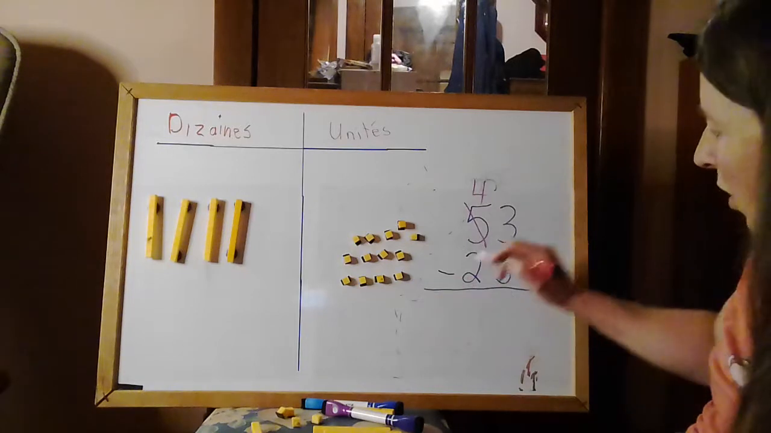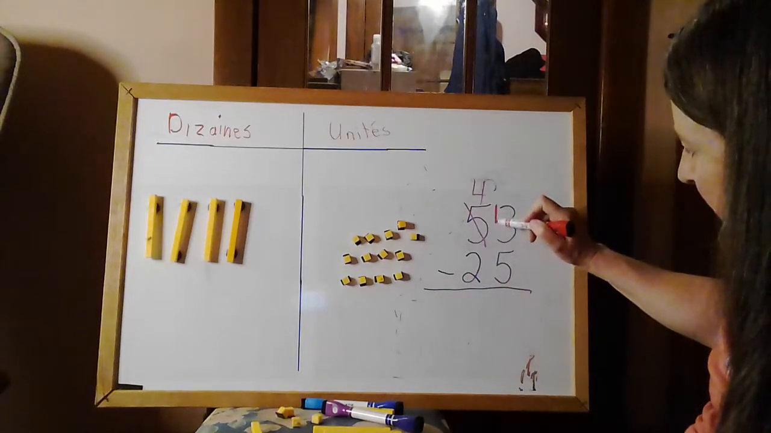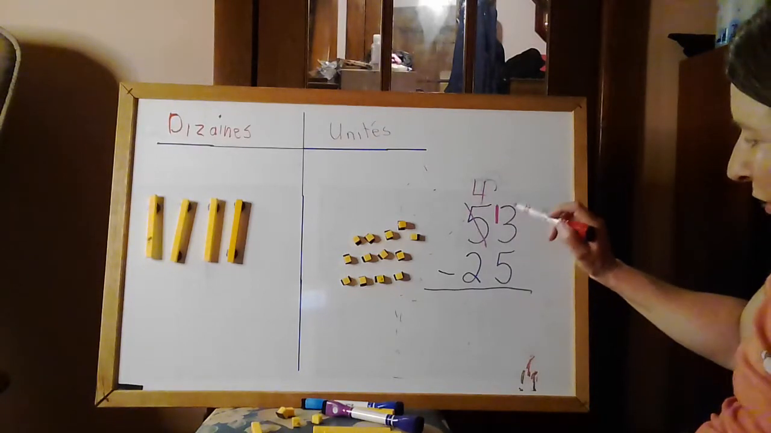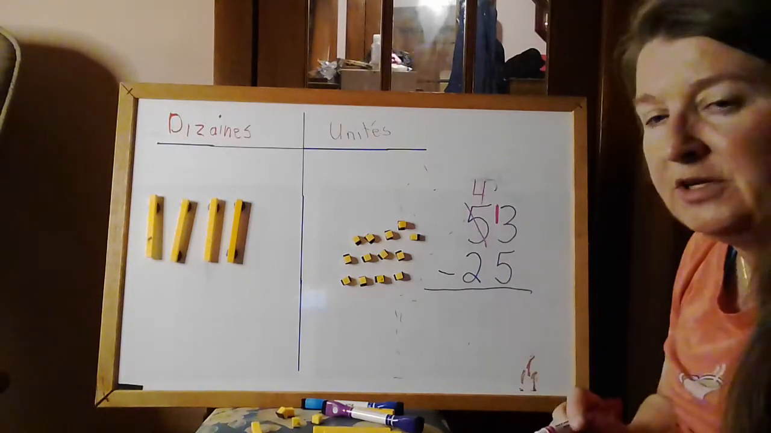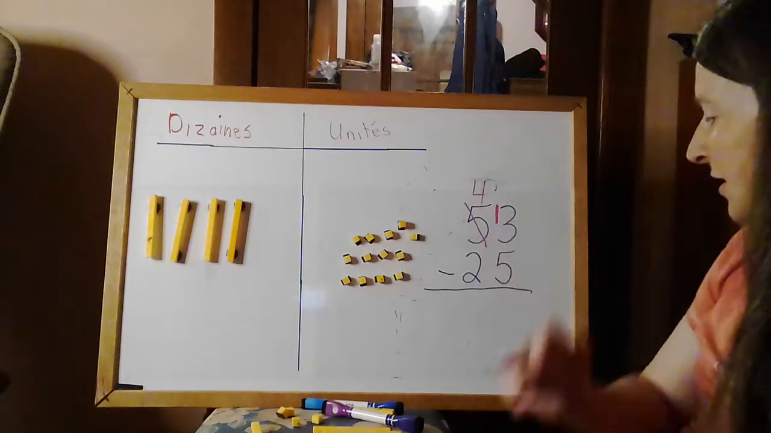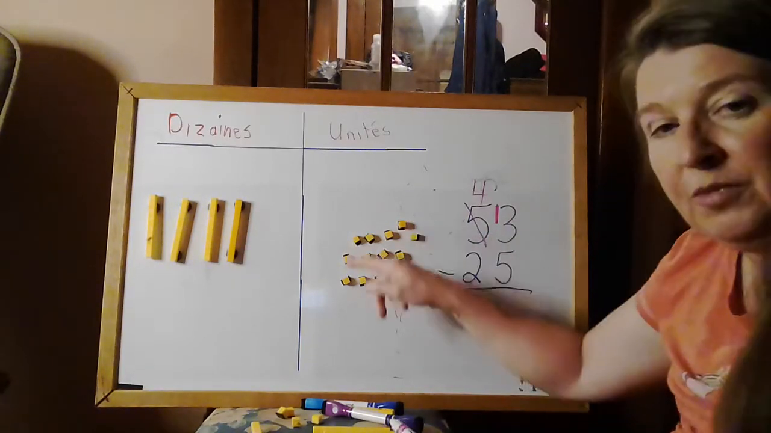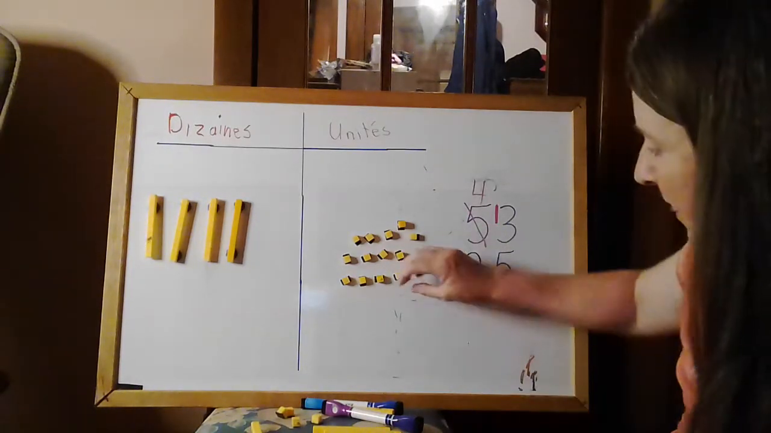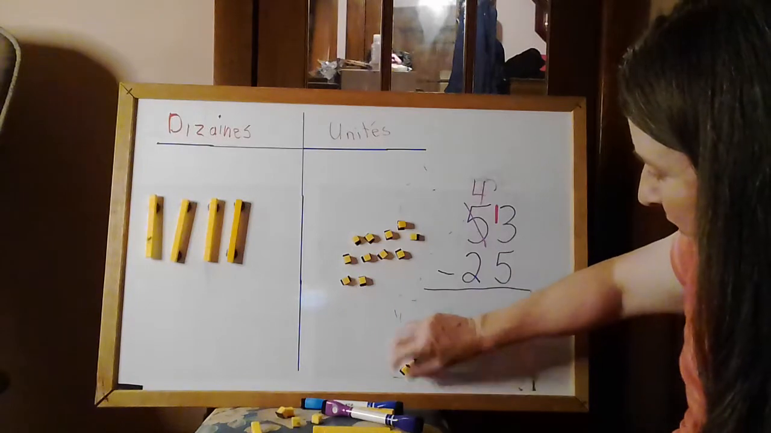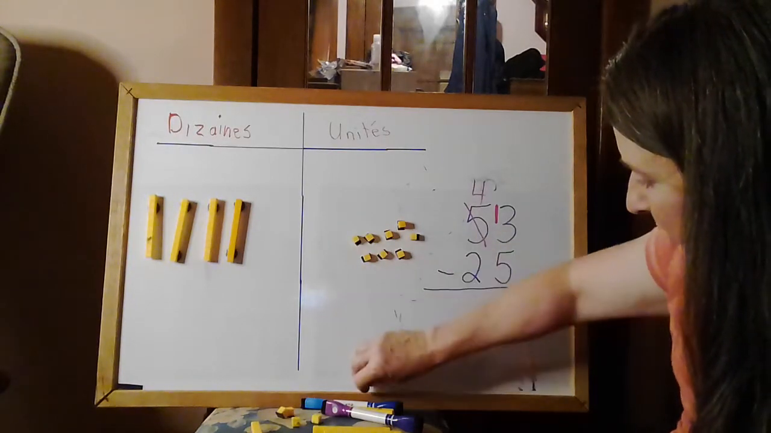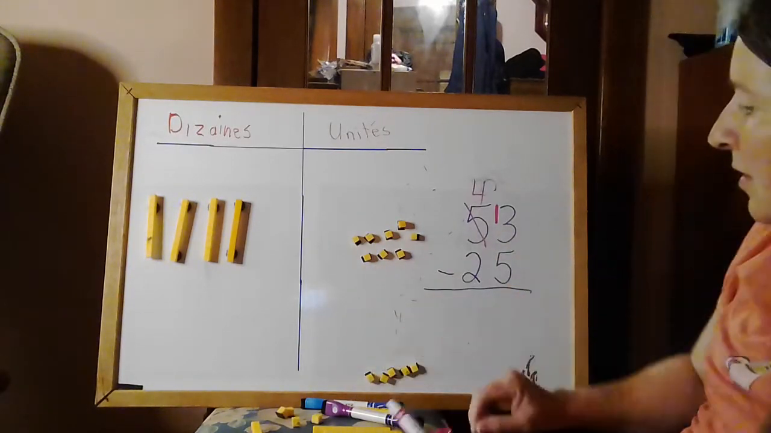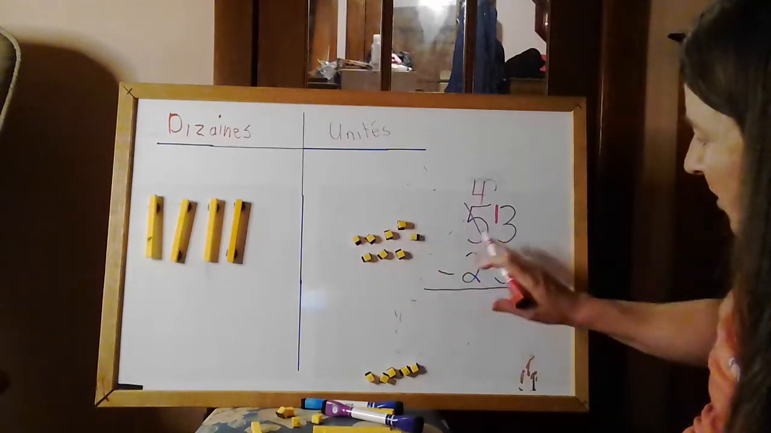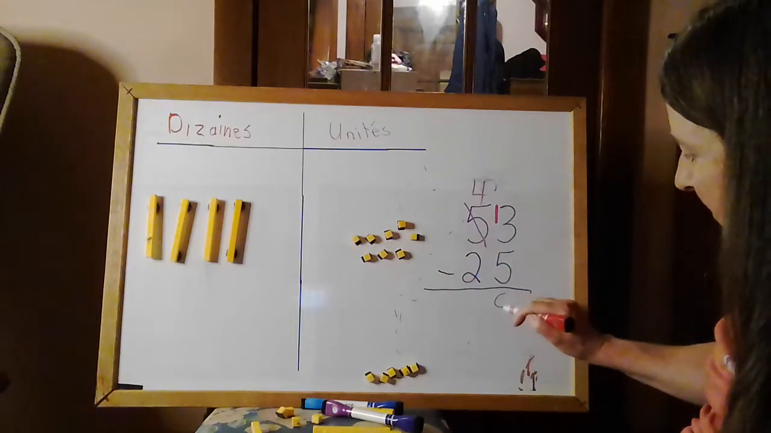For my ones, I now have 13. I'm not writing the whole 13. I'm making the 10 a little bit different looking, but we can kind of see that that makes 13. I have 13 now. Can I take 5 away from this? Absolutely. I have lots to take 5 away from. Taking away 5. 1, 2, 3, 4, 5. 5 taken away. So what do I have left? 1, 2, 3, 4, 5, 6, 7, 8. 13 take away 5 is 8.